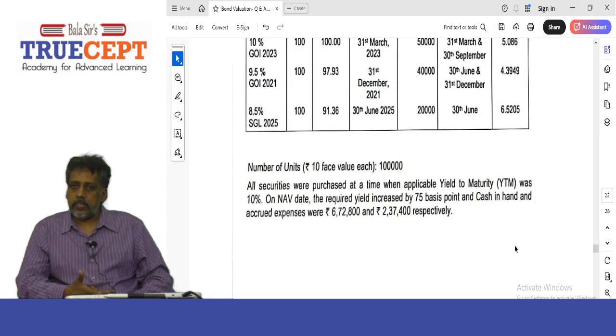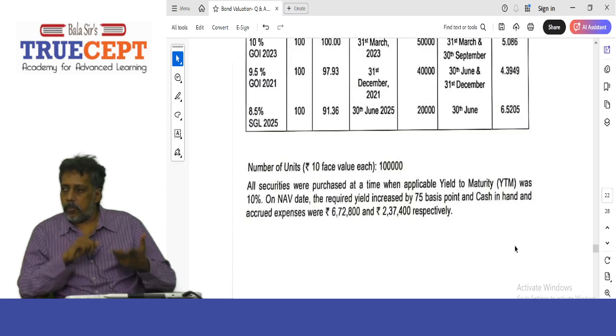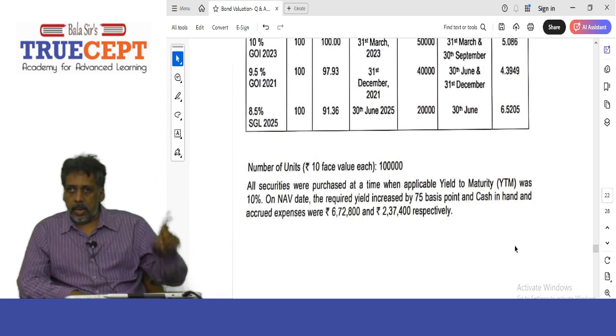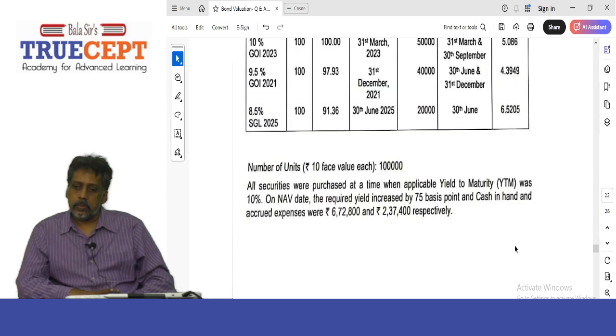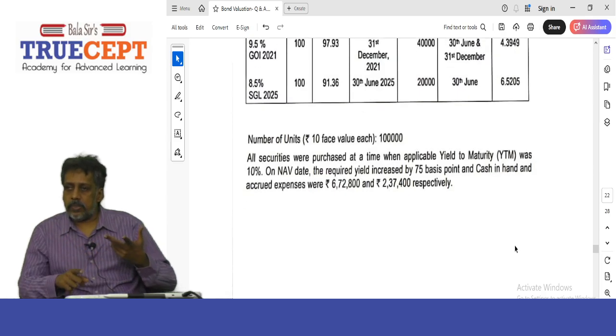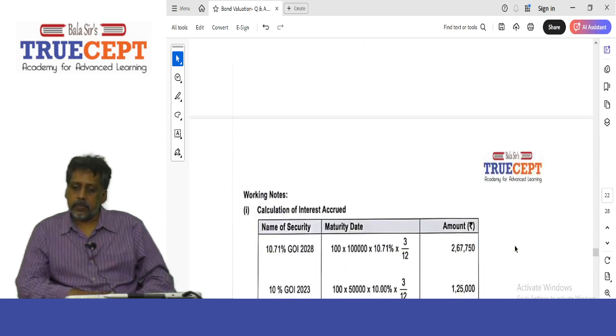10% YTM. Next. On NAV date, the required yield increased by 75 basis points. It is given that the yield increased from 10% to how much? 10.75%. You all know that when the yield increases, the bond price will fall. Is that fine? Next, cash in hand and accrued expenses were 6,72,800 and 2,37,400 respectively. So cash in hand is an asset and accrued expense is a liability. Next. That's it with the question.